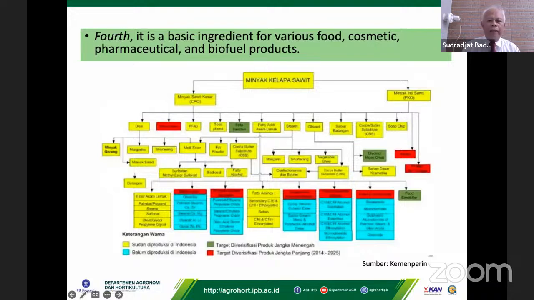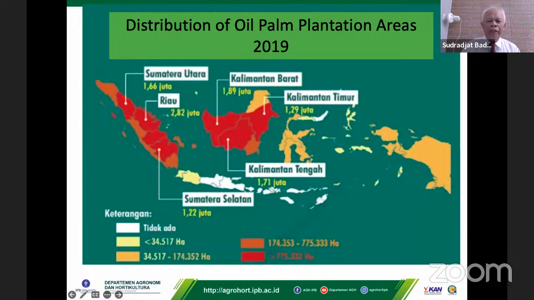And the fourth one, it is a basic ingredient for various food, cosmetic, pharmaceutical, and biofuel products. We can easily find in the supermarket that more than half of the products consist of palm oil. In Indonesia, especially in Sumatra and Kalimantan, the two islands are very important producers of palm oil. In Sumatra, for example, especially North Sumatra, Riau, and South Sumatra, meanwhile in Kalimantan it is East Kalimantan and South Kalimantan.